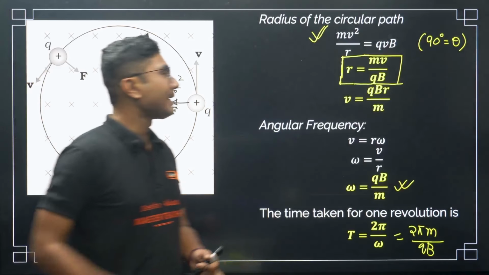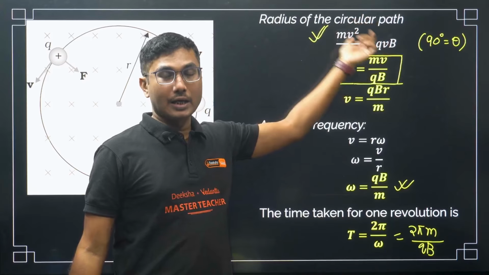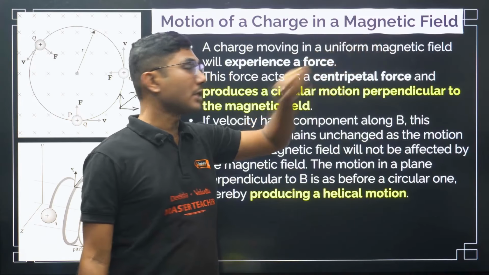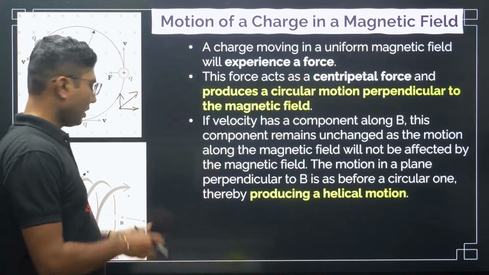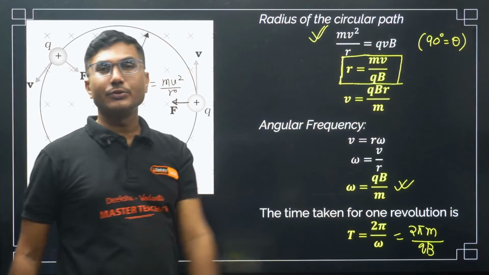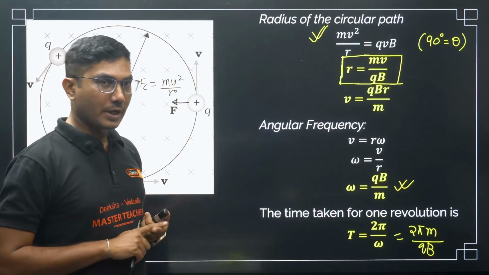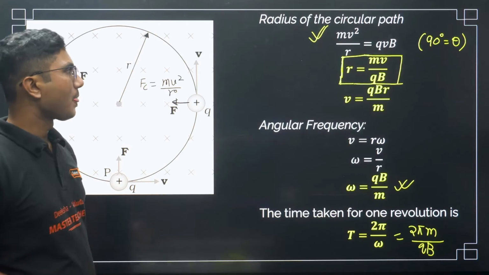You have to understand that this is the centripetal force and this is the Lorentz force of the component. So if you are comparing these two, you can calculate r, you can calculate v, you can calculate omega as well, and time period as well.